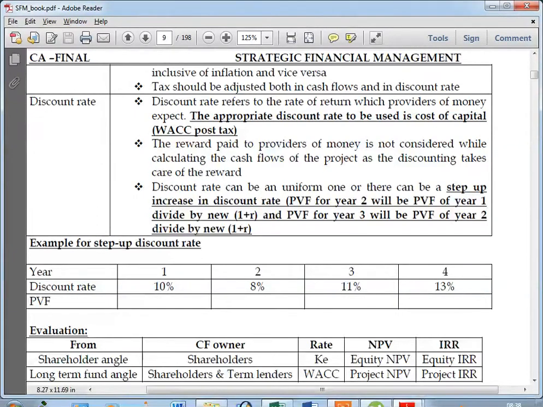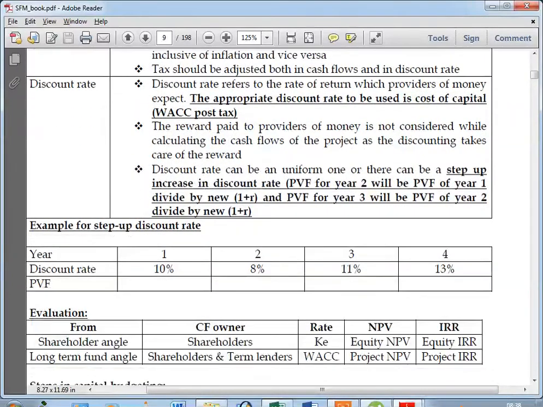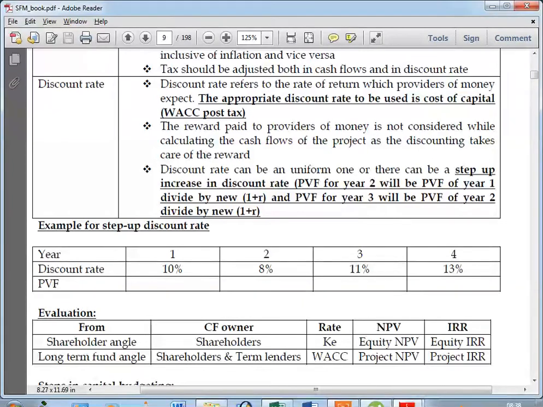PVF for year 2 will be PVF of year 1 divided by new 1 plus R, and PVF for year 3 will be PVF of year 2 divided by new 1 plus R. It is covered in page 9. Go to page 9 and fill this PVF. If you are filling the PVF correctly, you have understood it. Fill the PVF in page 9.